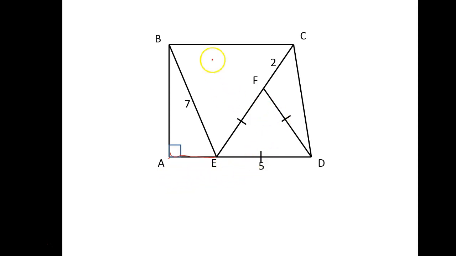Triangle BEC. If I go from B to E to C, I see that I have an acute scalene triangle. All three angles are acute, and all three sides are different. So it's acute scalene. If I look at triangle DEF, from D to E to F, so I'm talking about this triangle, and if you notice, all three sides are the same, so it is equilateral.